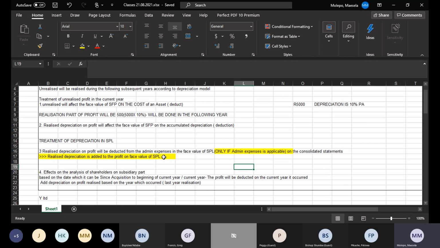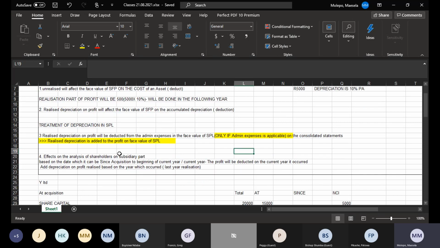So suppose there is an admin expenses, you're gonna deduct the realized depreciation, which I'm gonna also show, because in this case we've got that kind of a situation. But it's only when we'll be drafting the consolidated statement of profit and loss for the group. But because now we are only tackling the one for an individual, the unrealized profit is going to be deducted in the individual statement.